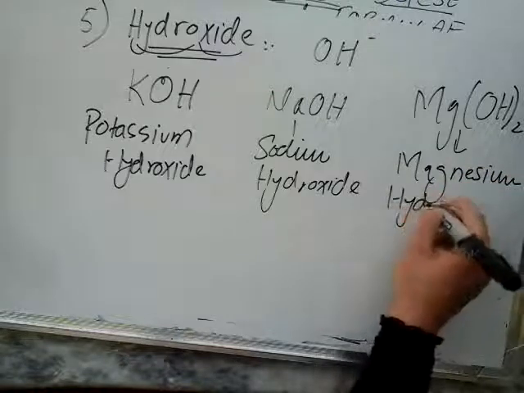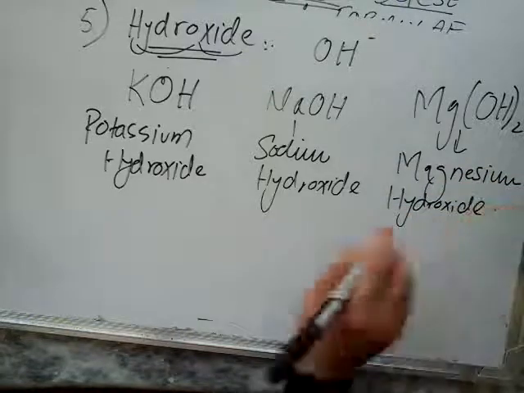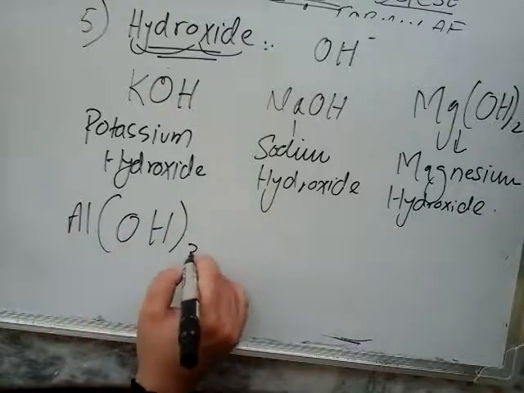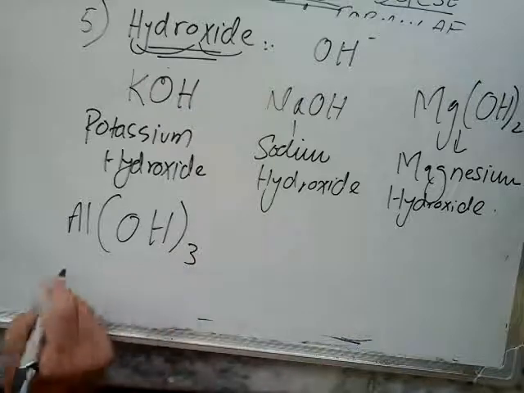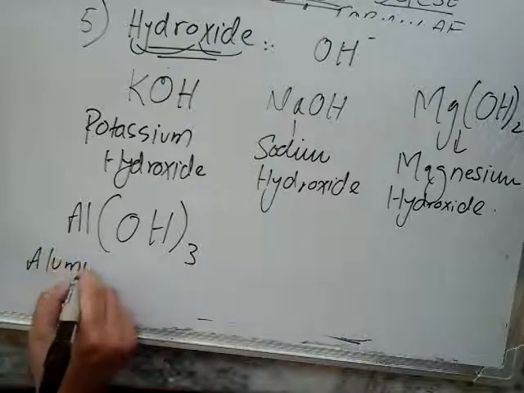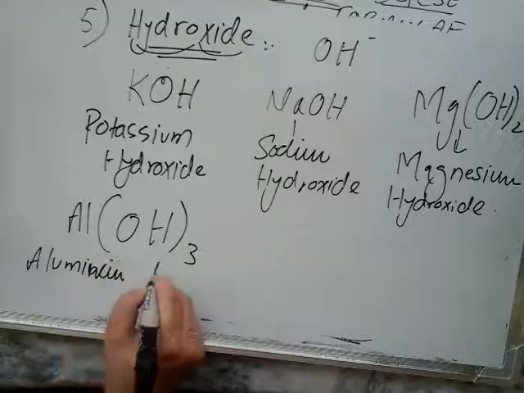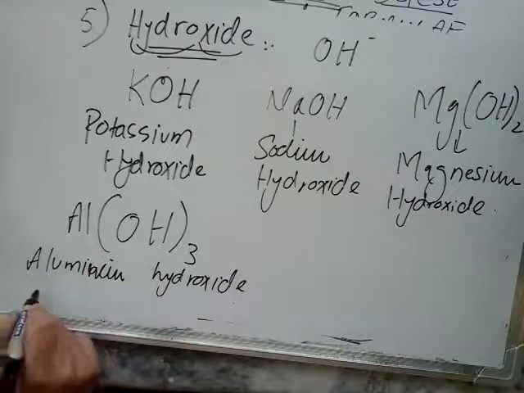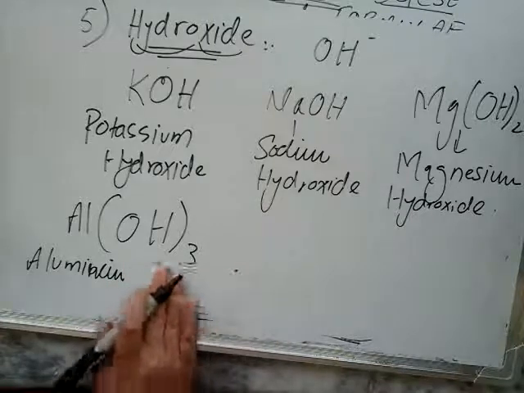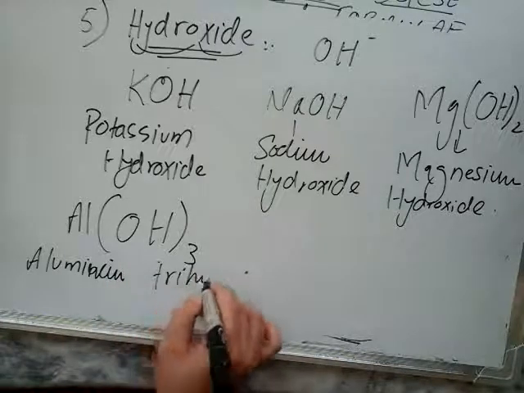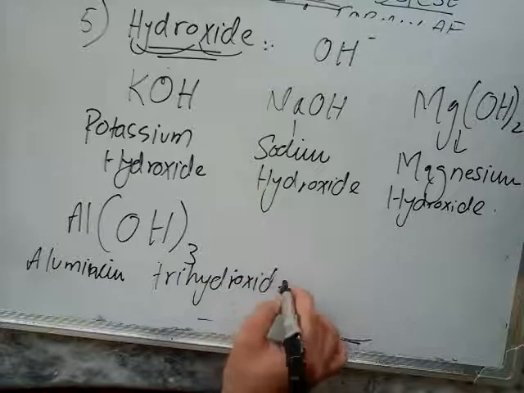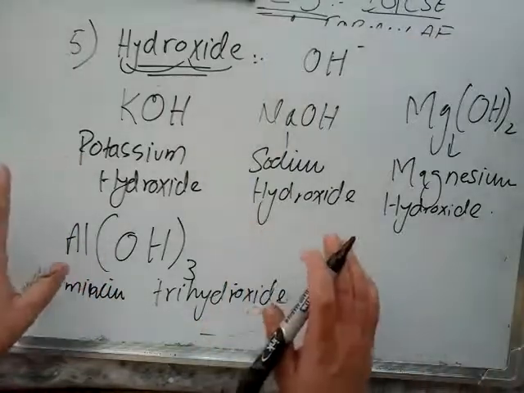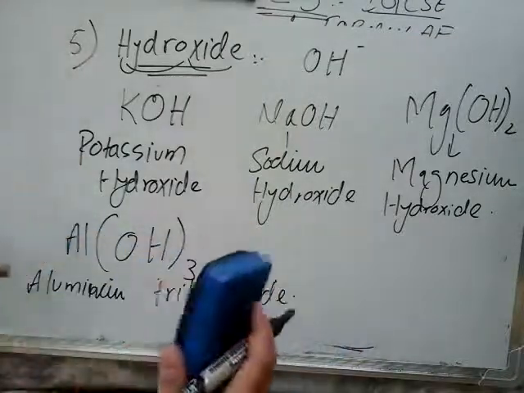This is how you can write the formula and name it. Then aluminium trihydroxide, Al(OH)3, OH thrice. So you can name the compound as aluminium hydroxide, or you can write the name as aluminium trihydroxide. So this is how you can also name the compound according to the number of atoms. So this is about hydroxide.